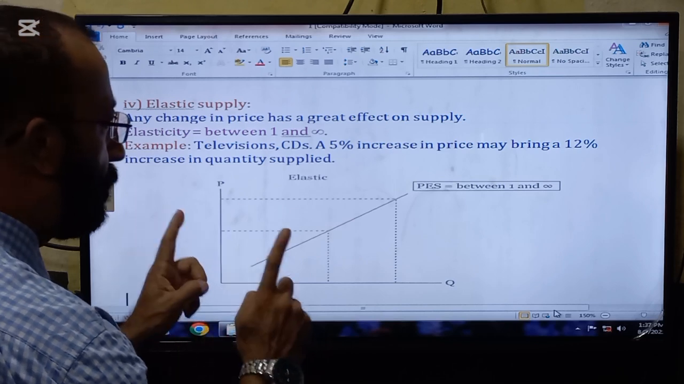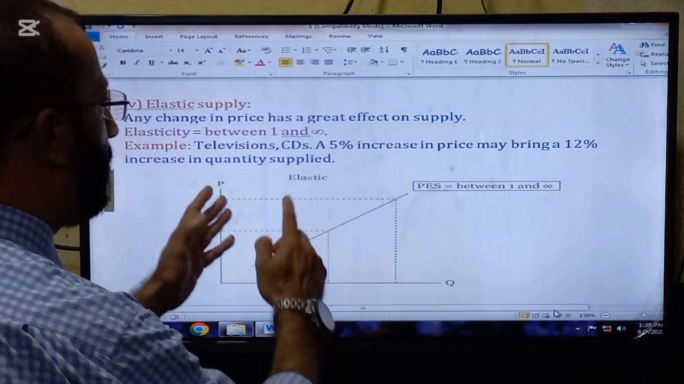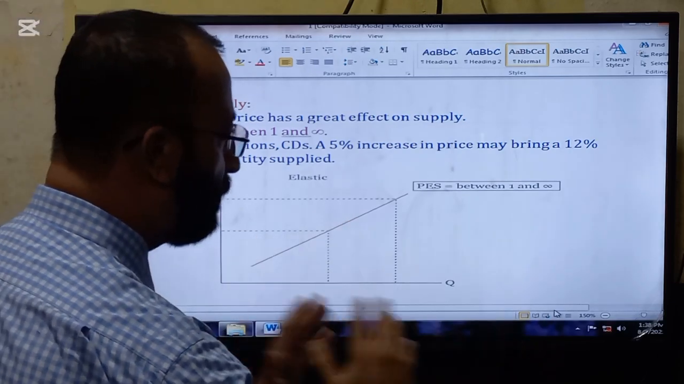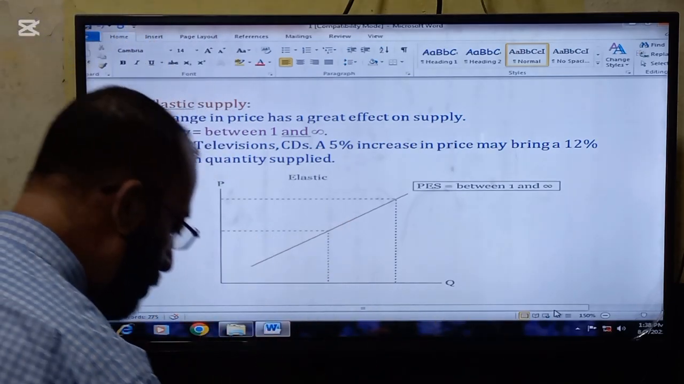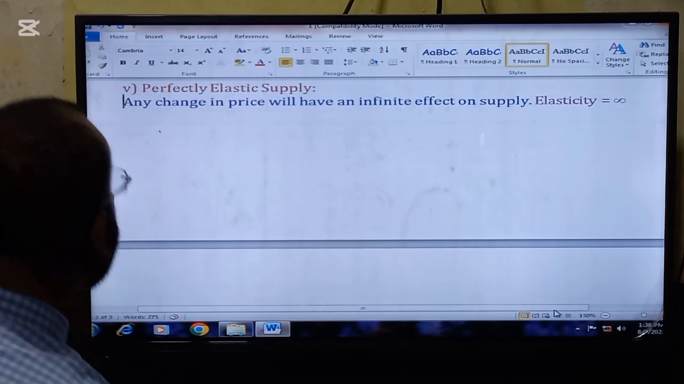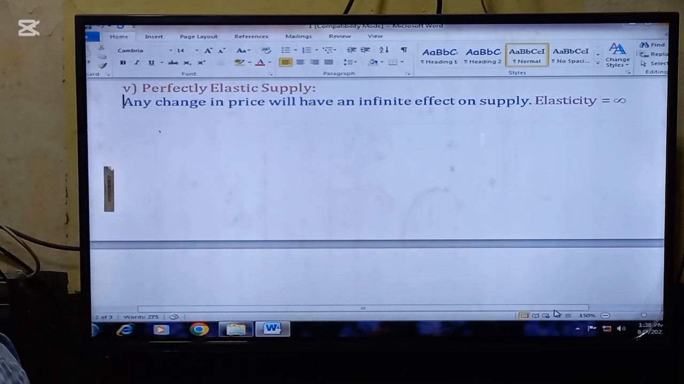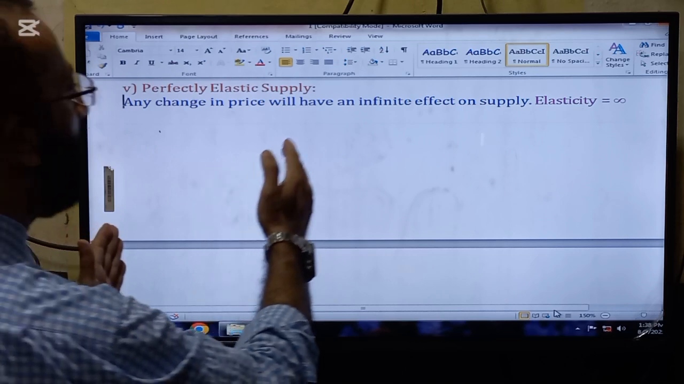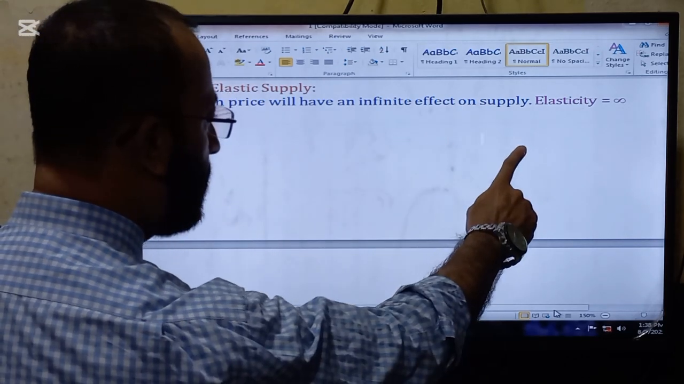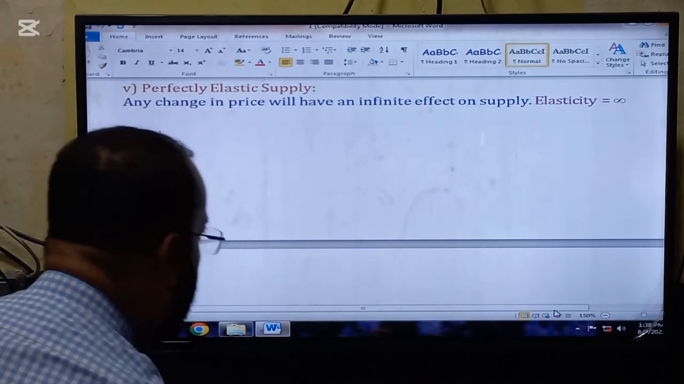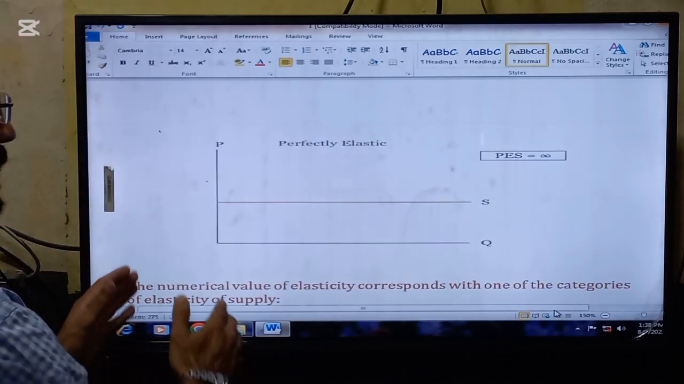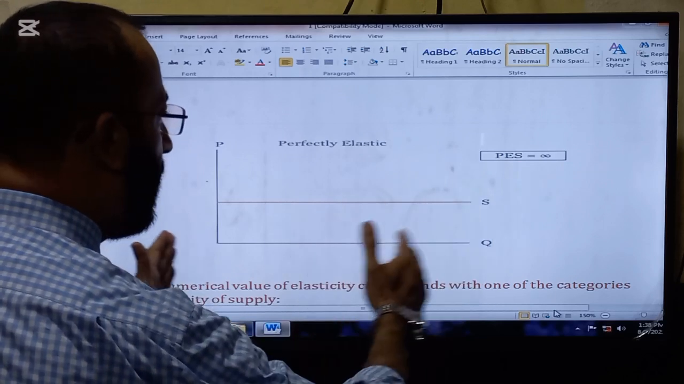So whenever the producers see an increase in the price of these kinds of commodities, they normally supply more goods into the market. The next category is perfectly elastic supply. Any change in price will have an infinite effect on the supply. And in this case, elasticity is equal to infinity. So you can see here, infinite supply is there.